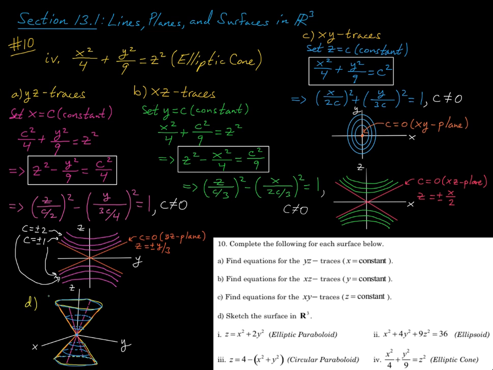And you can see, if you let x vary, you're going to get this whole family of hyperbolas. And likewise, if you cut the surface with planes parallel to the xz plane, you're going to get this family of hyperbolas, except in the xz plane itself, where you get that pair of lines.